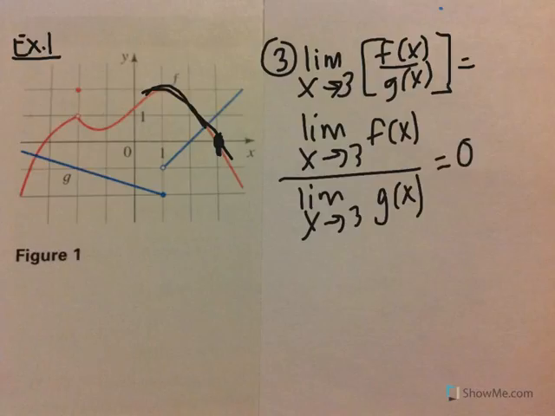And then when I approach 3 on g of x, here's 3. It looks like it's going to approach 1 from this direction and this direction. So it looks like the limit is 1. And that would just be 0. It's not undefined because the denominator isn't equal to 0.